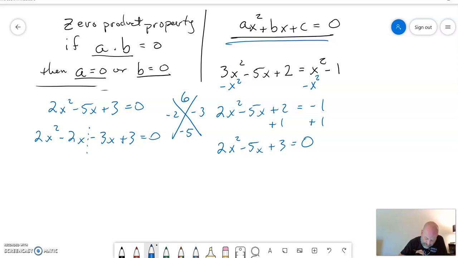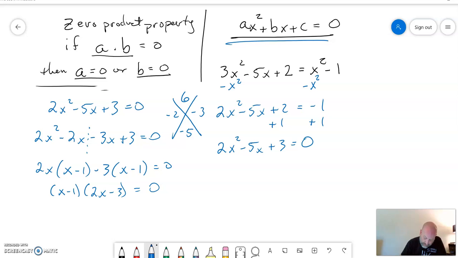We'll split it between the front and the back. 2x is my common factor in the front, and if I pull a 2x out of here, that leaves me with x minus 1. Then over here, -3 is my common factor, and if I pull out a -3, I also get an x minus 1. So x minus 1 is now my common factor, and that leaves 2x minus 3 equals 0.